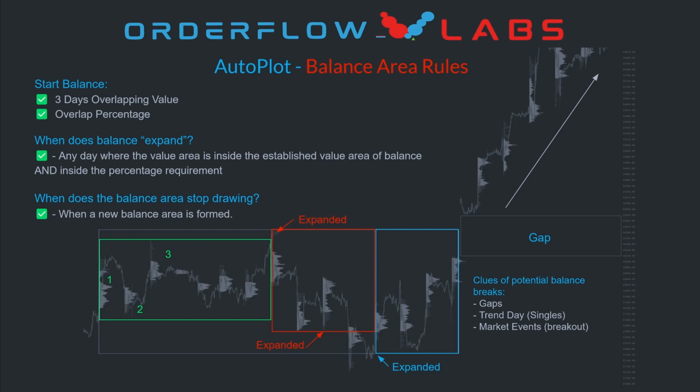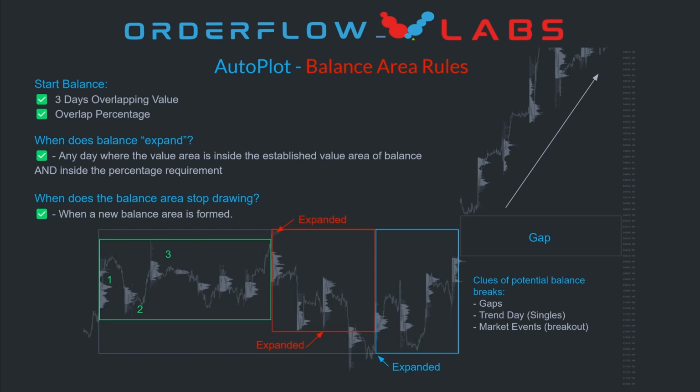So those are the two big changes to start a balance area. We have 3 days of overlapping value, and then the overlap percentage, which is hard coded so that we're all looking at the same thing day in and day out.